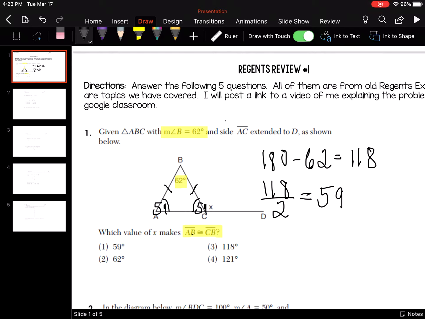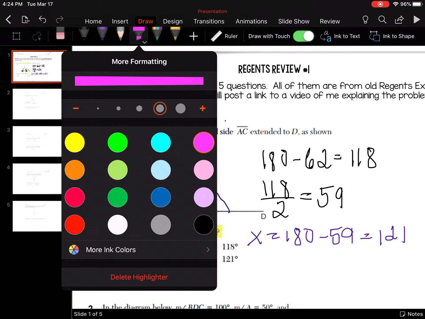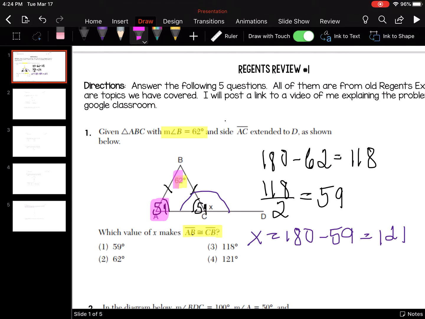So there's two ways we can get x. We can either use the fact that these two angles are a linear pair, so that means x would be equal to 180 minus that 59. So that brings us to 121. Or we can use an old property, which is that the sum of the two non-adjacent interior angles will equal the exterior. So that would mean that x is going to be equal to 62 plus 59, which also gives us that 121.